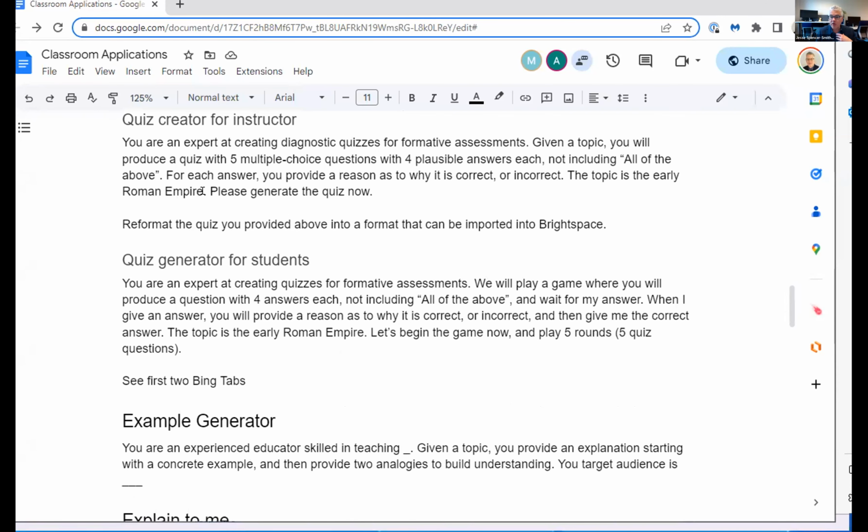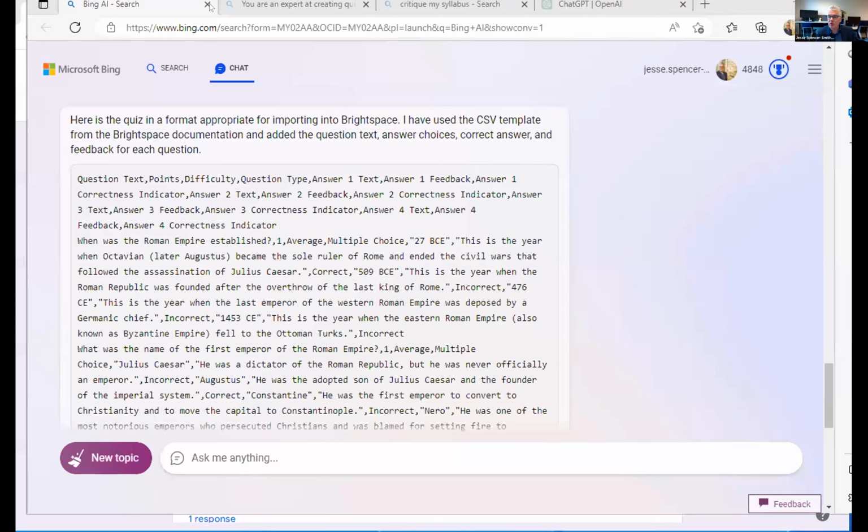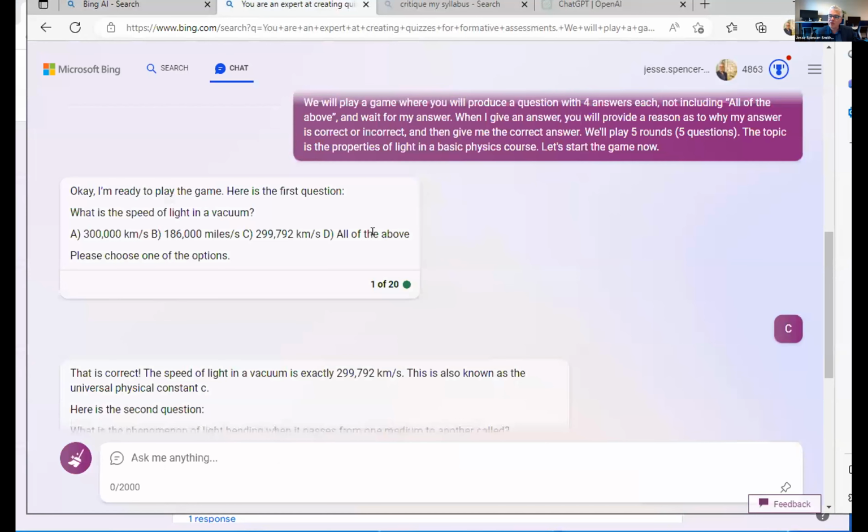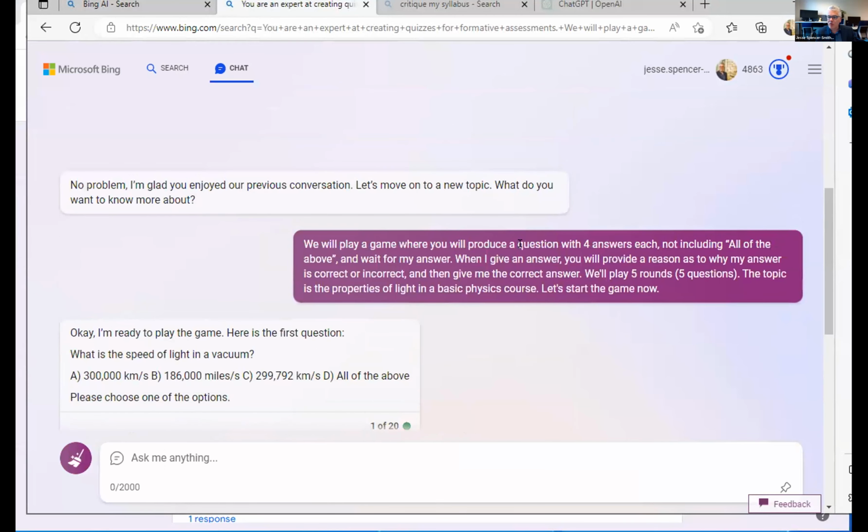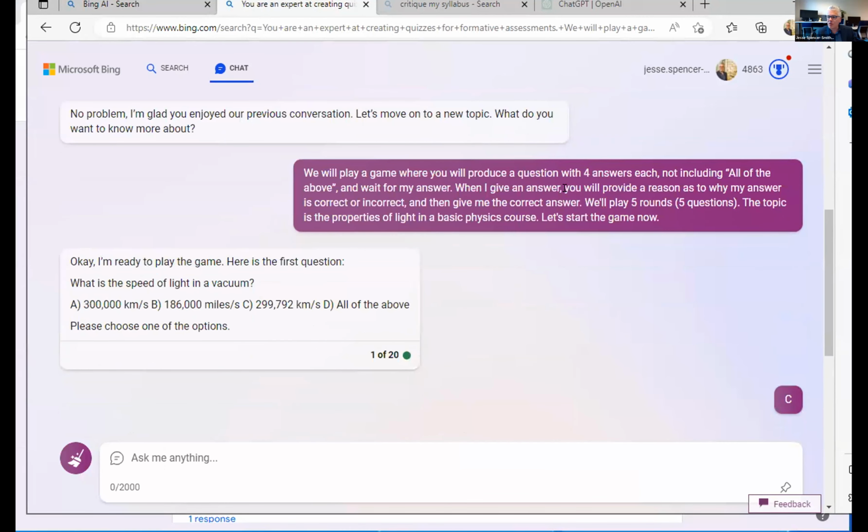It's a quiz generator for us, but you could also do a quiz generator with students. So again, you're an expert at creating quizzes. We will play a game where you will produce a question with 4 answers each. So this is a different design pattern where the students could use this. So this is a prompt that you could give to students. So here's the prompt that I have. Although I didn't say Roman Empire here, I said the properties of light in a basic physics course.